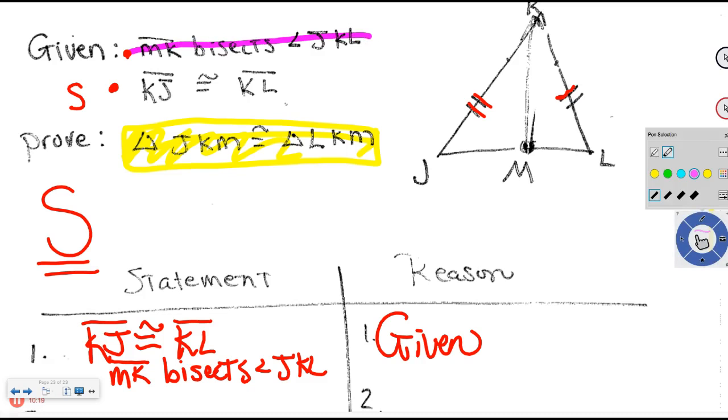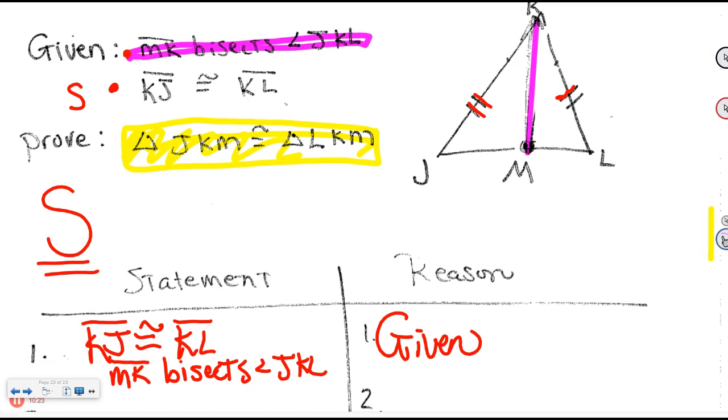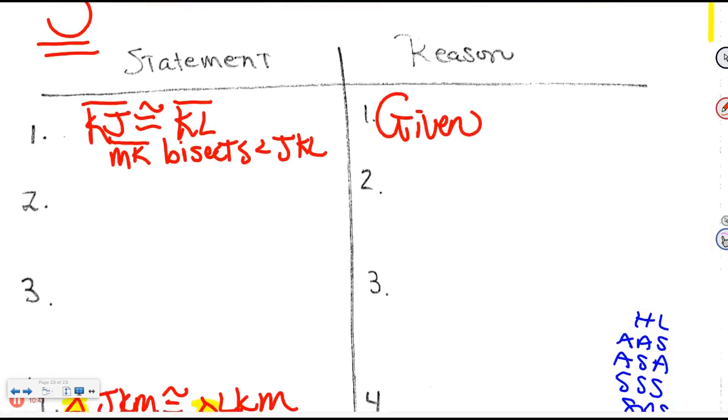MK bisects JKL. What does it mean to bisect something? If I was here, I'd make you answer me, but hopefully you would say to cut it in half. And that's totally true. What this one allows you to do is steal a pair of angles. But it wasn't given to me. I just knew what that word meant.